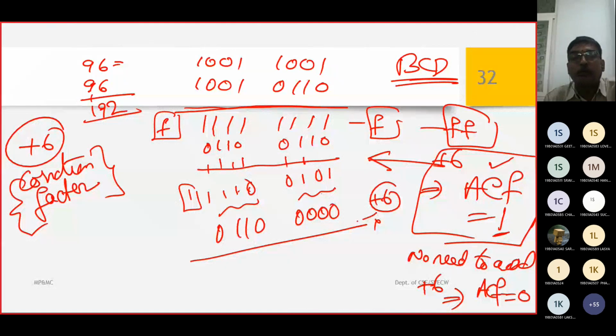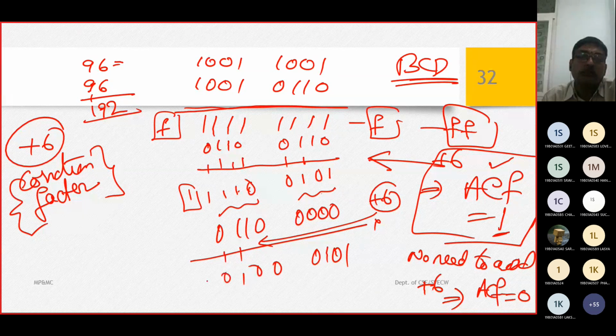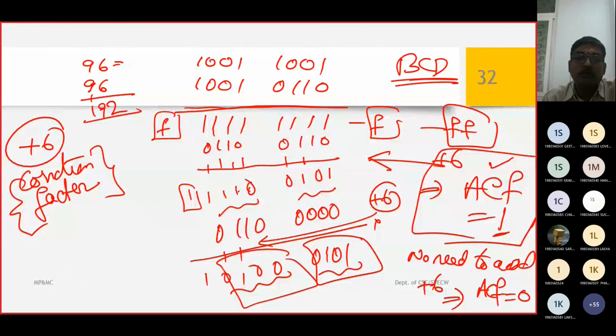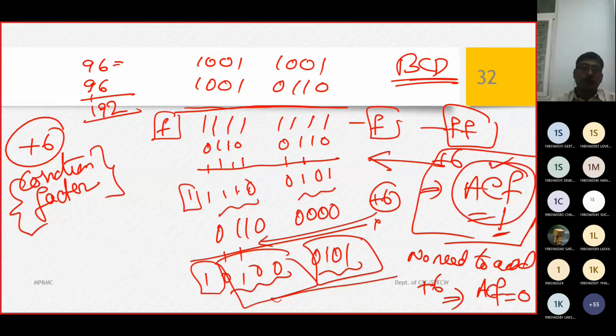We don't add at this position, but this one has a value greater than 0 to 9, so we are going to add plus 6. So we will get the same values. 1 plus 1 is 0, 1. So in this way, we will normalize the values so that each digit is between 0 and 9. And the mechanism that looks at this is taken care of by the auxiliary carry flag.